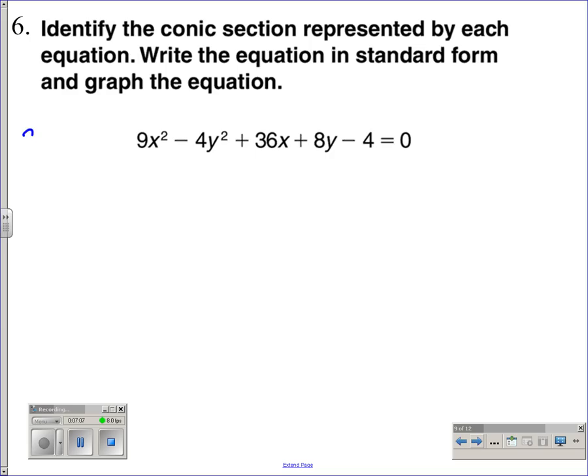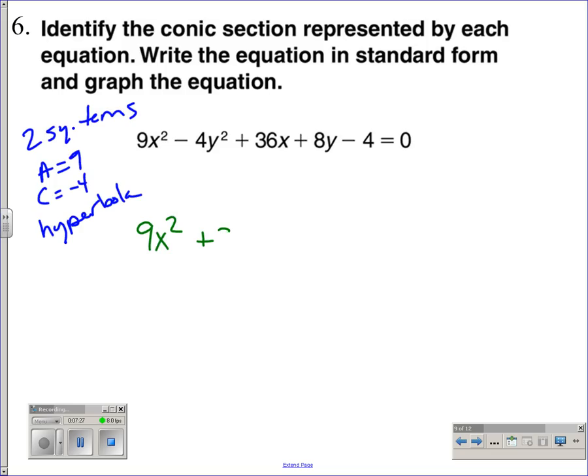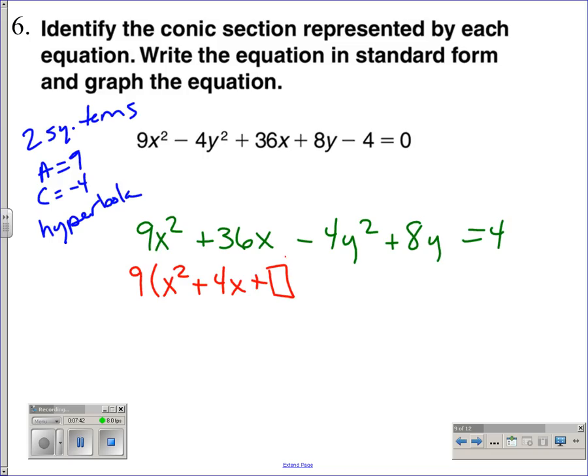So I have two squared terms, and the a is 9, the c is -4, so they have opposite signs. They're not equal, so this is a hyperbola. Okay, so let's see if we can get it into the right form. So we'll group our x's together, and then we're going to group our y's together, and we're going to move that constant to the other side. Okay, remember, if you have a coefficient that's not 1, we need to factor that out. So x squared plus 4x plus blank, we'll fill that in, and then we'll pull out a -4 for the y's. Make sure that's a -2y then, so be careful on your sign.